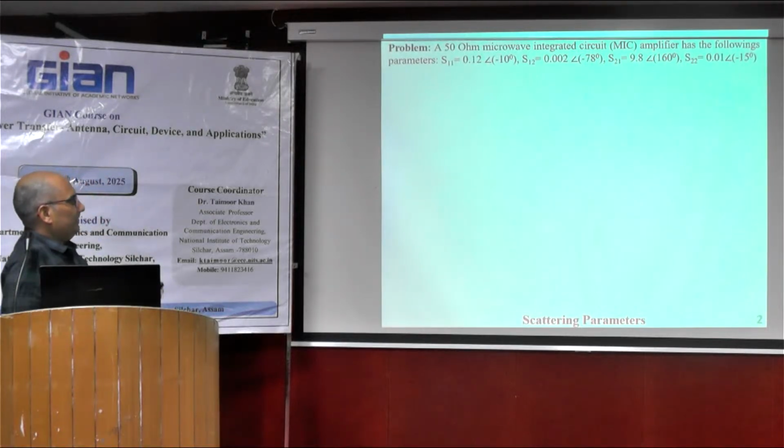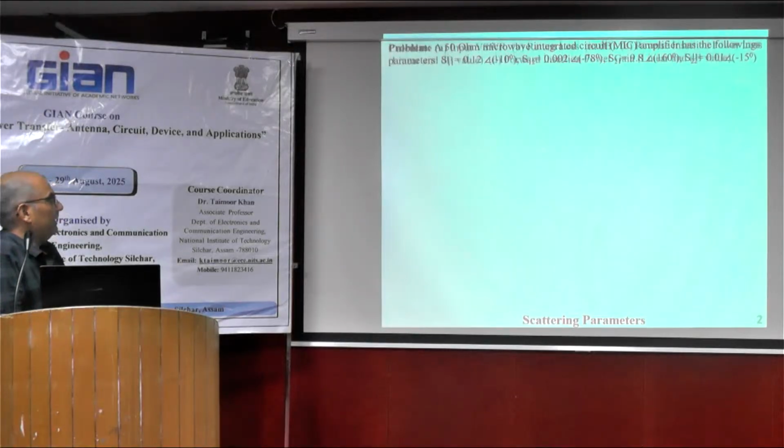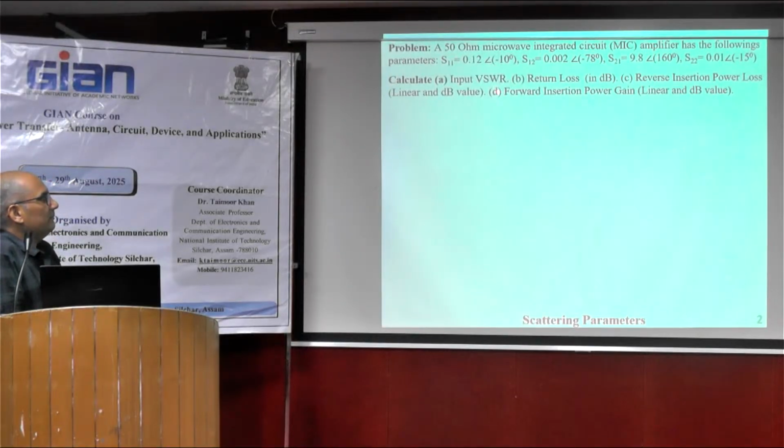The S parameter characteristics of that high frequency amplifier are: S11 is 0.12 angle of minus 10 degrees, S12 equal to 0.002 angle of minus 78 degrees, and then S21 and S22. What to calculate? Input VSWR, then return loss in dB, reverse insertion power loss, linear as well as in dB values, then forward insertion power gain, linear and dB values.